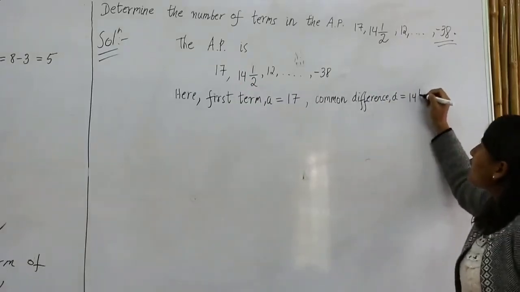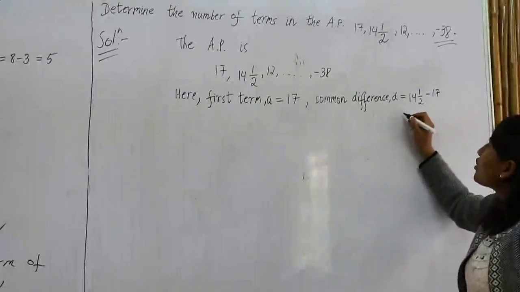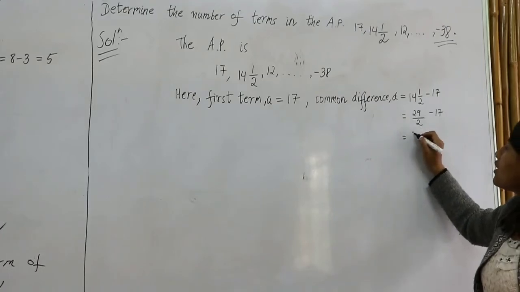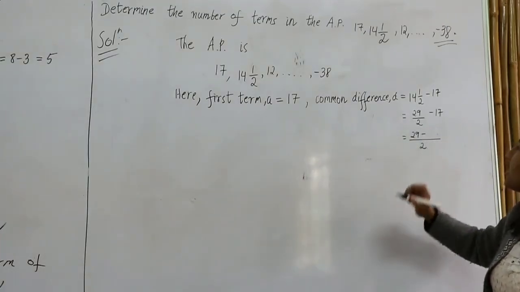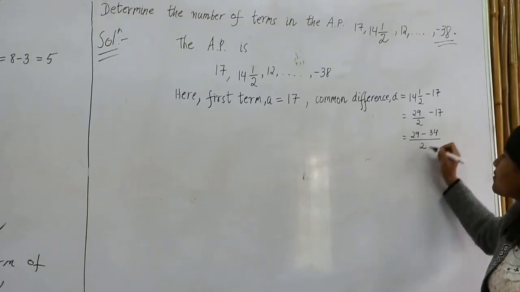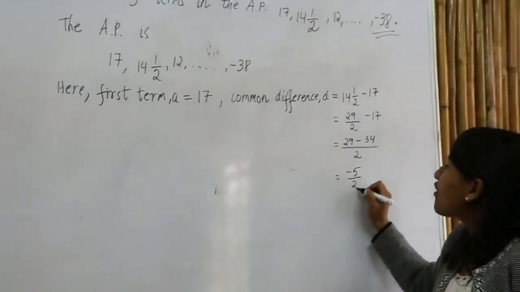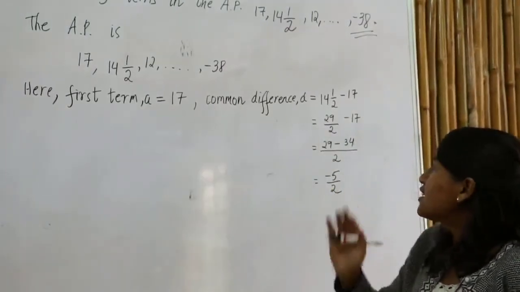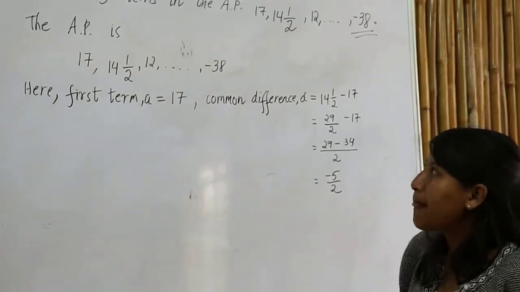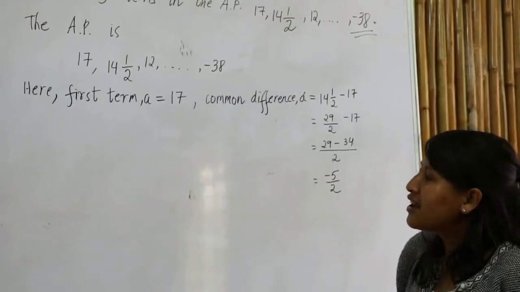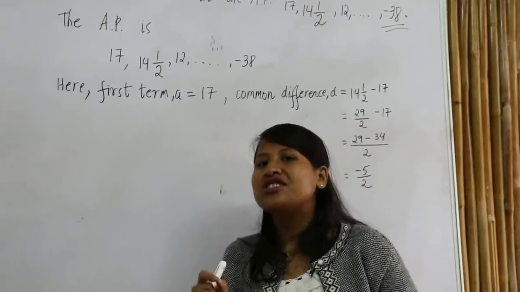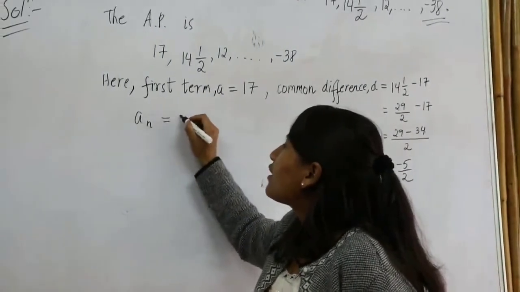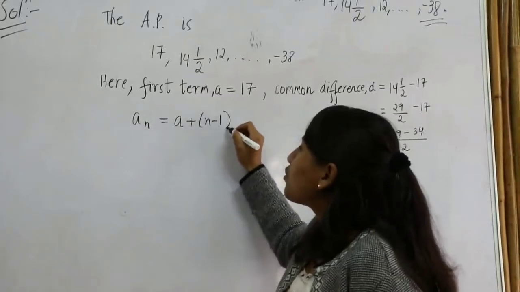So 14 and a half minus 17, so this one is 29 by 2 minus 17. With LCM 2, it is 29 minus 34, so this one will be minus 5 by 2. So this is the first term, this is the common difference. So we have to find the number of terms. Again, we use that formula, the general term of an AP, so An equal to A plus (n minus 1)d.